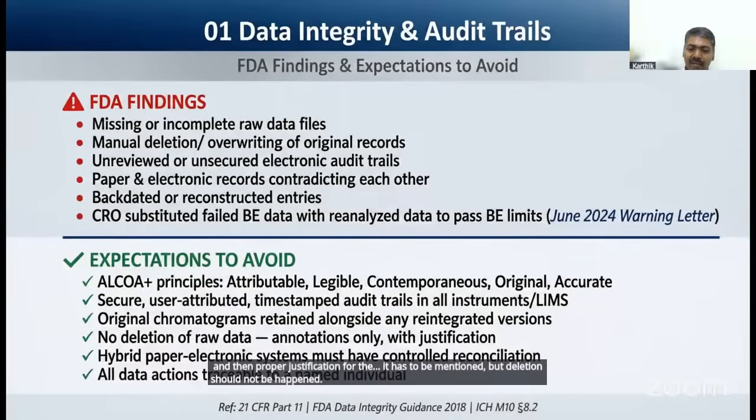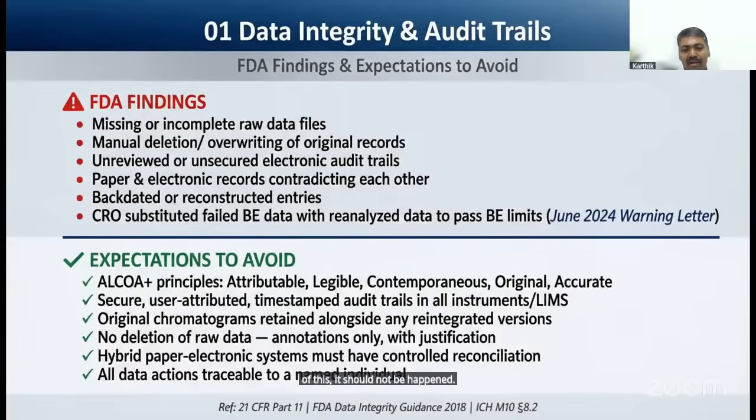With a hybrid system, where both paper and electronic records exist, they should be properly reconciled and controlled, and removing, deleting or discarding should not happen. All data actions should be traceable to a named individual. An electronic signature is the responsibility of the particular person who did it. In such a way, we can avoid this FDA finding.